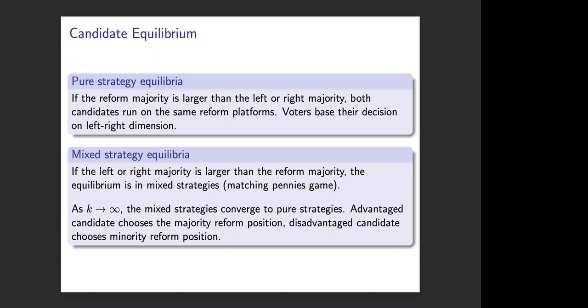Now, what's interesting is that as the number of voters goes to infinity, these mixed strategies actually converge to pure strategies. The advantaged candidate chooses the majority reform position, and the disadvantaged candidate chooses the minority reform position. This was quite surprising at the time when I found it, because mixed strategy equilibrium is the main type of equilibrium in a single district, and it doesn't converge to pure strategy equilibrium. In a single district, you're always going to have mixed strategies, whereas in a legislative election, they actually converge to pure strategies. And so the outcomes are going to be pinned down by voter preferences.